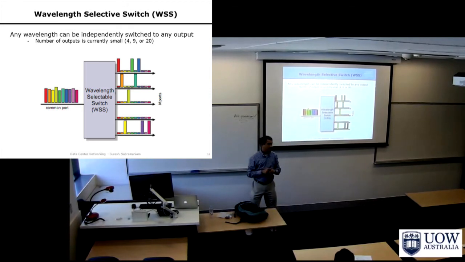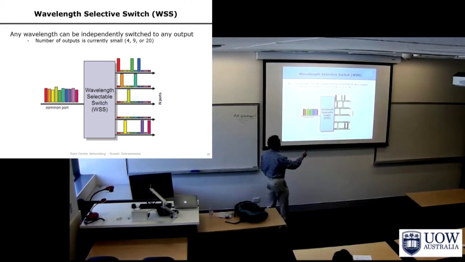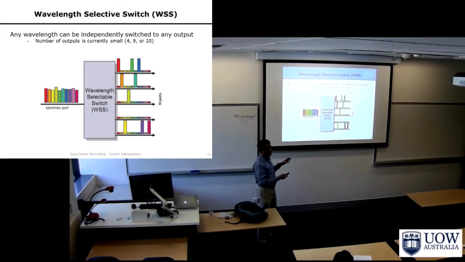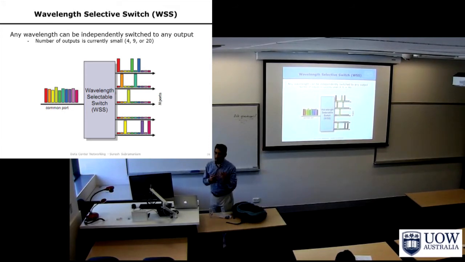The change is done in millisecond time scales. So at a different time, if you want to have the red wavelength go here, I can do that. This is the kind of switch that's available now. But the problem is that the number of outputs is currently restricted to very small numbers. You can have 4 outputs, or 9 outputs, or 20 outputs. These are typical sizes for what's commercially available now. It's a pretty expensive device, but it provides a lot of flexibility.